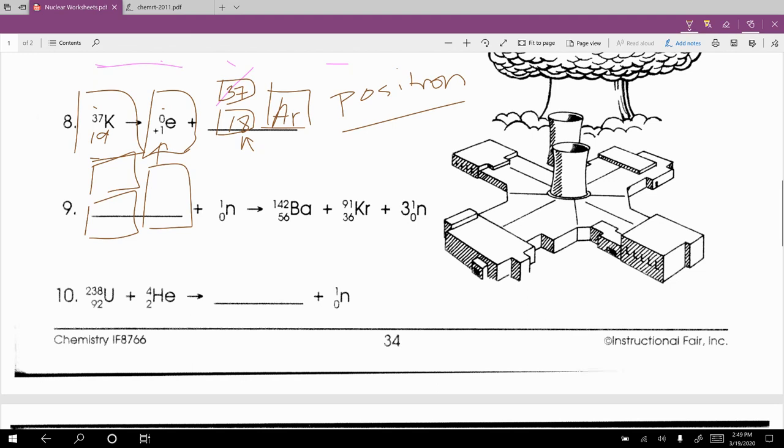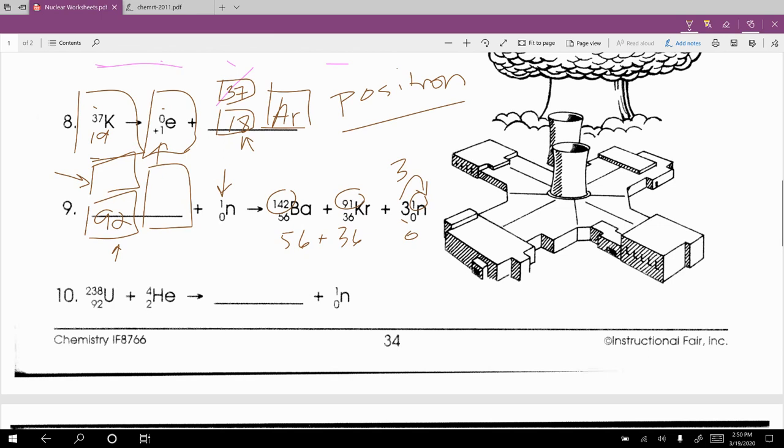Okay, all of these numbers on this side, 142, this whole 91, and this 1, all have to add up to this top number plus 1. Okay, don't forget that plus 1. Now, what does the coefficient of 3 mean? That means that it multiplies everything after. So that means that's going to be a total of 3. And then 3 times 0 is still 0. So your bottom number will be 56 plus 36, right? And that's going to be your bottom number over here. So that is going to be 92.